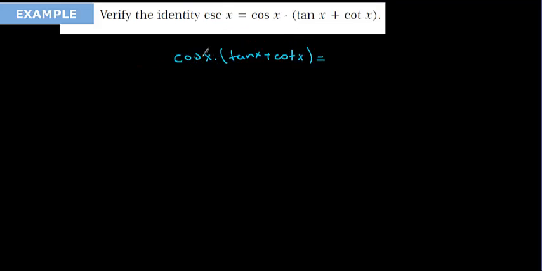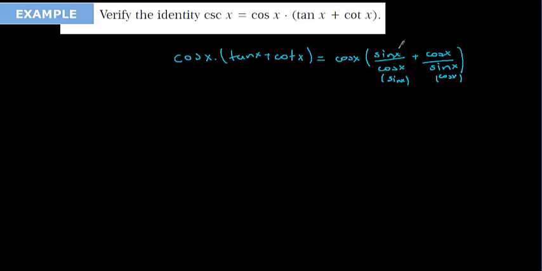Okay, we know the identities. That's why cosine x times sine x over cosine x, and cotangent x is going to be equal to cosine x over sine x. Okay, the denominators are not the same. I'm going to make the denominators equal. This is going to be multiplied by sine x, and this is going to be multiplied by cosine x.